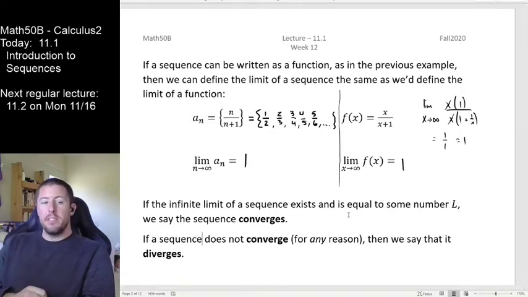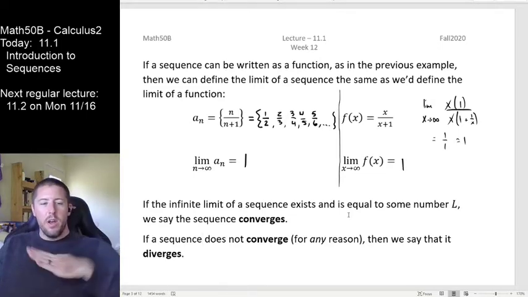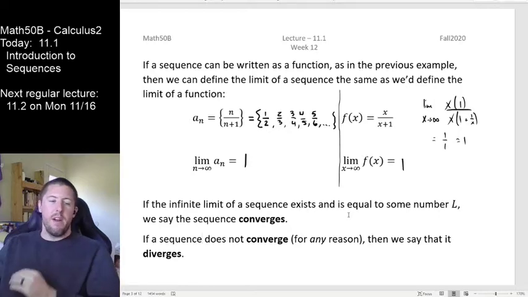Just like we know with limits, there are several reasons why a limit could not exist. When we're talking about limits of functions rather than limits of sequences, we say that limits don't exist for several reasons. There could be a limit that doesn't exist because it diverged off to infinity. There could be a limit that doesn't exist, for example, the limit as x goes to infinity of sine of x. We know that that just oscillates back and forth forever. It never settles down to some value. So that doesn't converge because of oscillation.